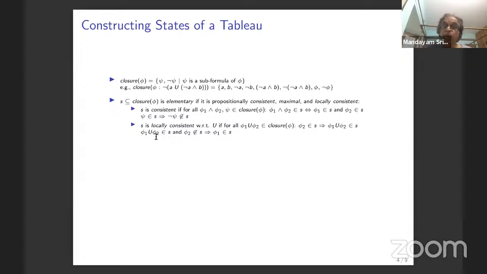And if phi 1 until phi 2 is in S, but phi 2 is not in S, then phi 1 has to be in S. Otherwise, phi 1 until phi 2 will be false, correct? So that is the consistency as per the semantics of the until operator. Correct? Okay, any questions? Okay.